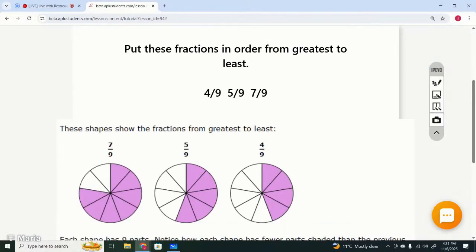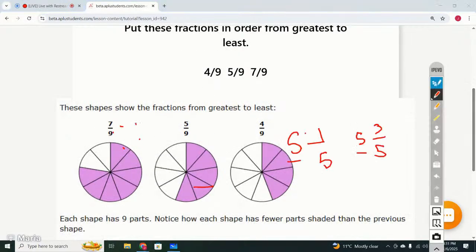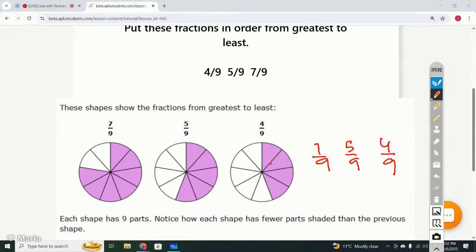Put fractions in order. Put these fractions from greatest to least: 4 by 9, 7 by 9, and 5 by 9. We need to write them down greatest to least. 7 by 9 is the greatest one because most of the portion is colored in 7 over 9. Then we have 5 over 9 because 5 over 9 has more portion colored than 4 over 9. And then the last one is 4 by 9. So 7 over 9, 5 over 9, and 4 over 9.